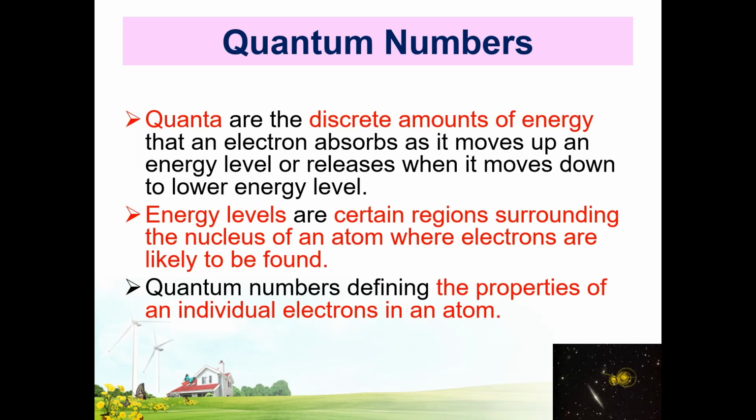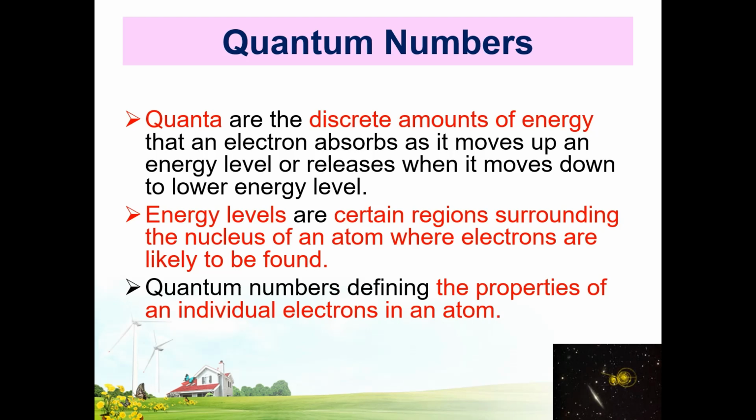Now let's talk about quantum numbers. What is quanta? Quanta are the discrete amounts of energy that an electron absorbs or releases. An electron absorbs energy as it moves up an energy level. An electron releases energy when it moves down to a lower energy level. But what are energy levels? They are certain regions surrounding the nucleus.